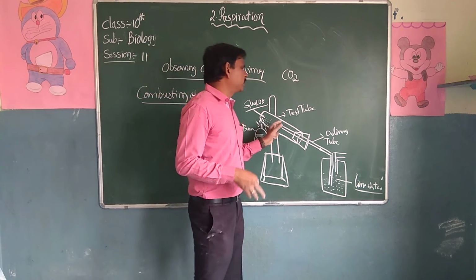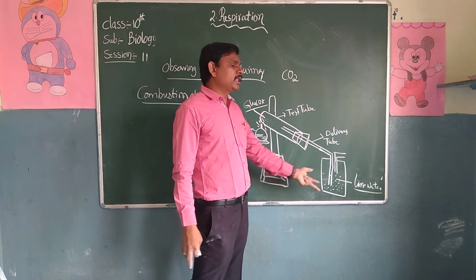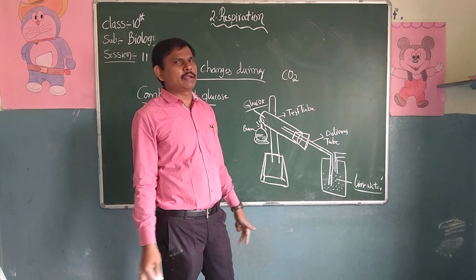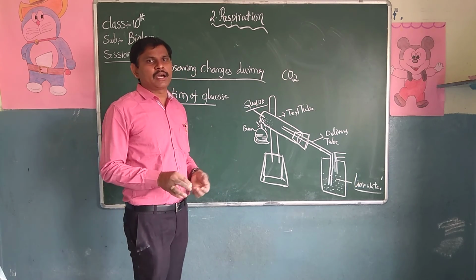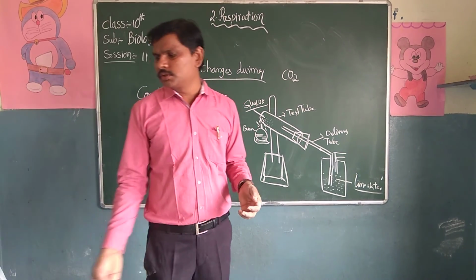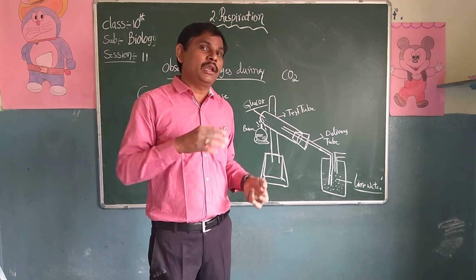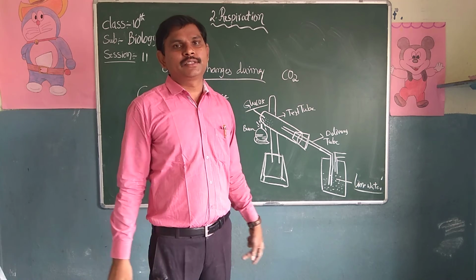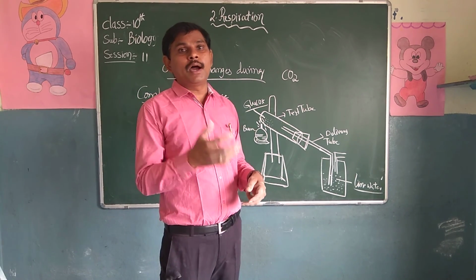How can we know? You can see the bubbles. How can we know the carbon dioxide is released? When the lime water turns into a milky white precipitate, then we know that carbon dioxide is released. But once the glucose is burned, we can't stop the burning of the glucose. But in our body also, the glucose is burning. Why is the body not damaged? Why are cells not burning?